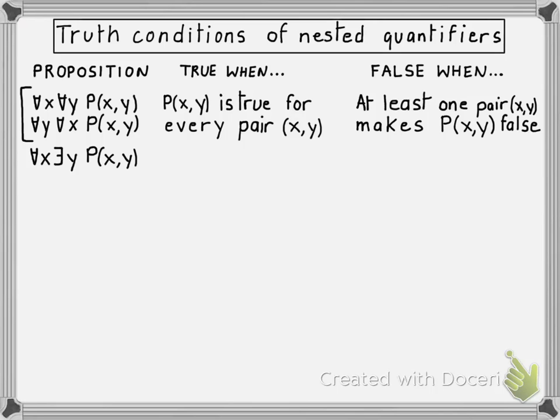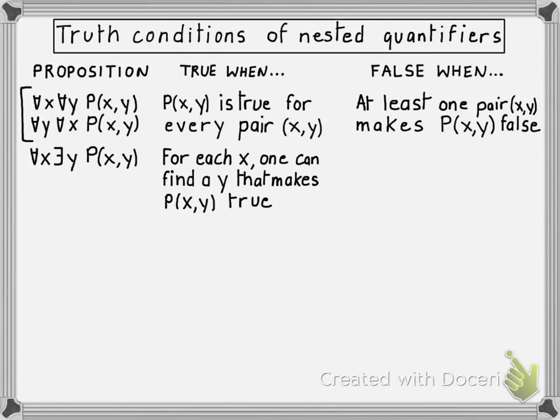Well, this proposition is true if for every x, every possible value of x, it is possible to find a value of y that makes P of xy true. Remember, you read these quantifiers from the left. For all x, there exists a y such that P of xy.